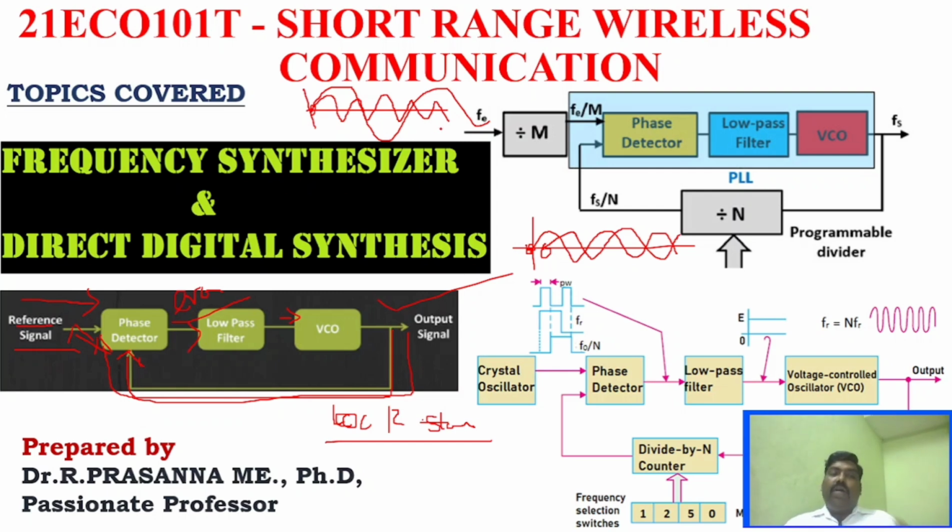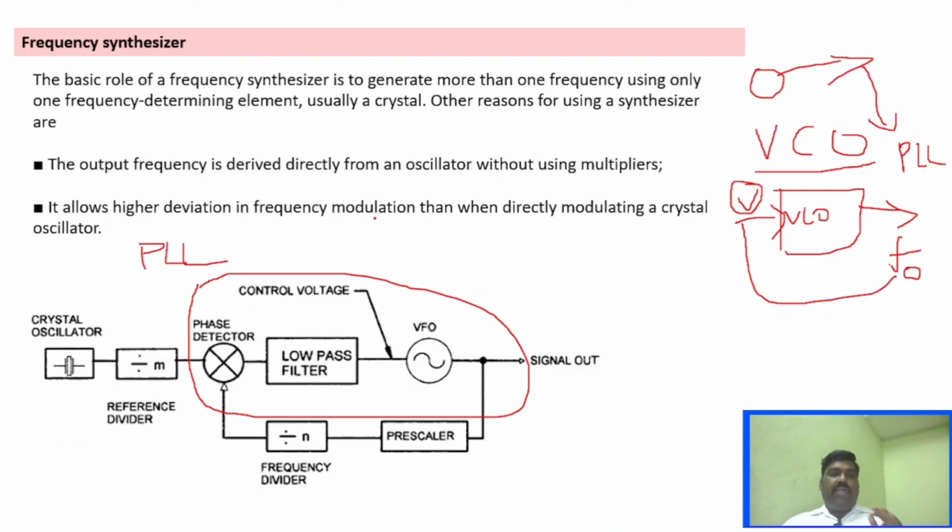Now, what is a frequency synthesizer? Why are we seeing the PLL here? A frequency synthesizer can be obtained using a PLL. That is another application of PLL, where we can generate more frequencies from one frequency signal. You can see here we have a phase detector, a low pass filter, and a local oscillator. The concept is the same here.